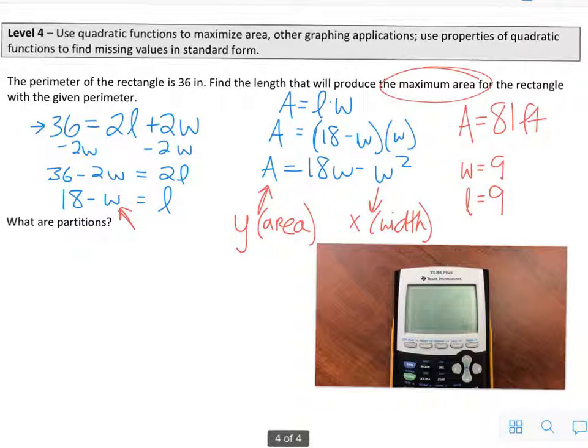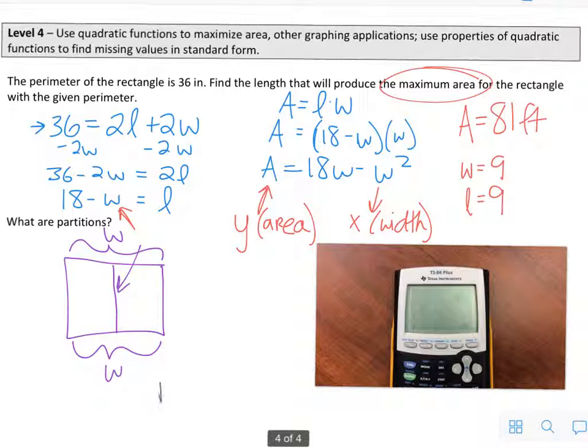The next thing to take a look at is when we're talking about partitions here. You may see a problem very similar to the one above where it says that there is 1 or 2 or 3 partitions. And what that means is that in the rectangle there may be something that divides it. So this here would be the partition. What we would do then is we would have a width and a width, so our perimeter would include 2 widths still, but we would have a length and a length, so we would have 3 lengths. That's just something to keep in mind if you see that again in some of your practice.